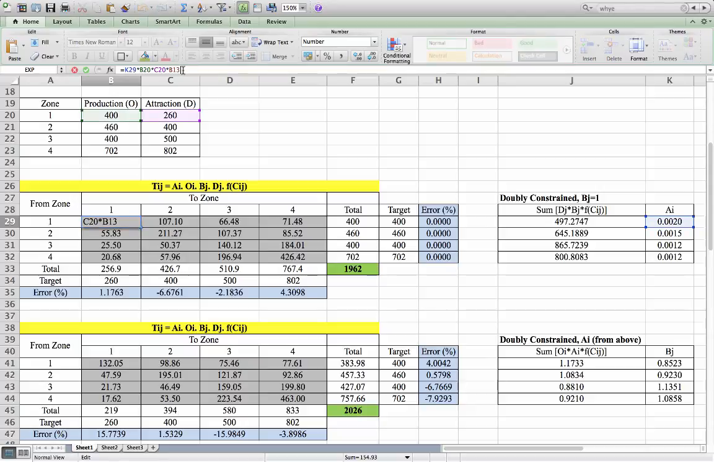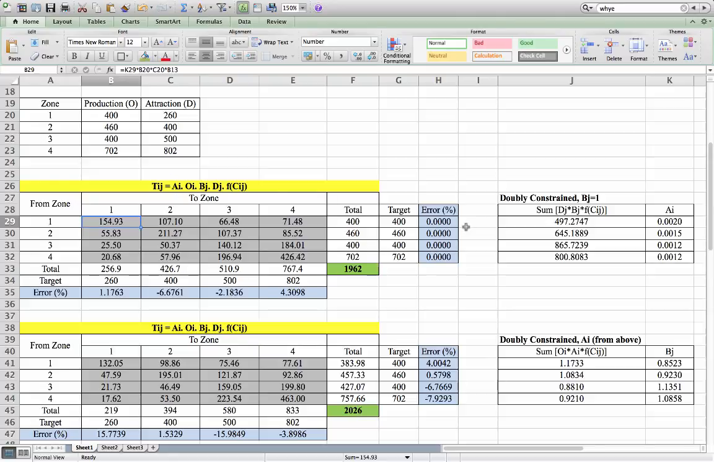The formula of the Tij, if you remember from the slides, was Ai multiplied by Oi multiplied by Bj multiplied by Dj multiplied by the deterrence function f(Cij). So for each cell, we need to calculate this Ai and Bj. What is the Oi? Oi would be O1, which is 400 in this case. What about Dj? j is also 1 for this cell. It's going to be 260. But what are Ai and Bj?